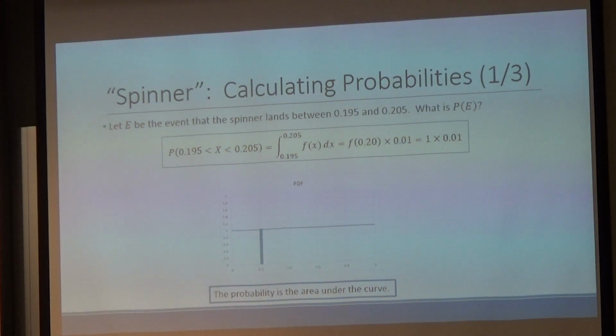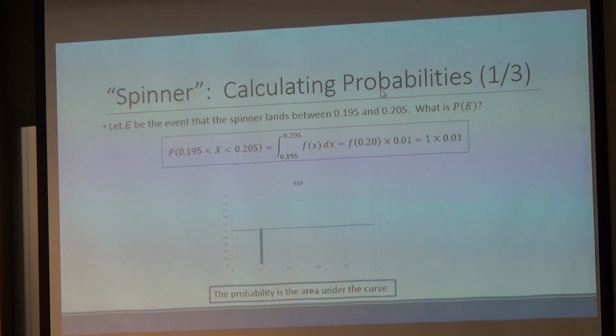How do I calculate probabilities? I've been emphasizing that the main thing is to think of this as an interval. So what do I mean by that? If I want to think about the event that the spinner lands between 0.195 and 0.205, I realize you're all going to tell me that's 0.01. Did I do the subtraction right? Yeah, 0.01, because it's equally likely: 0.205 minus 0.195 is 0.01. So that's true for RAND, but I want to be able to at some point move beyond that.